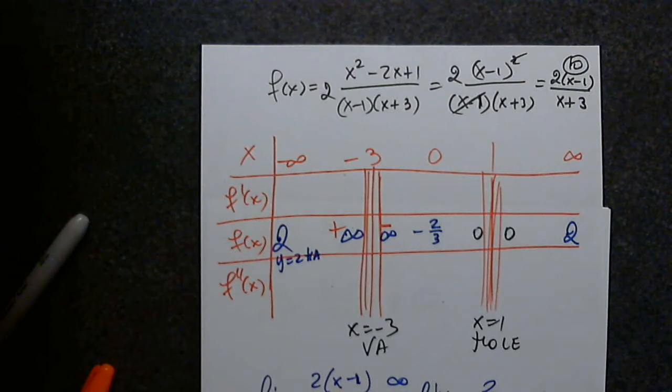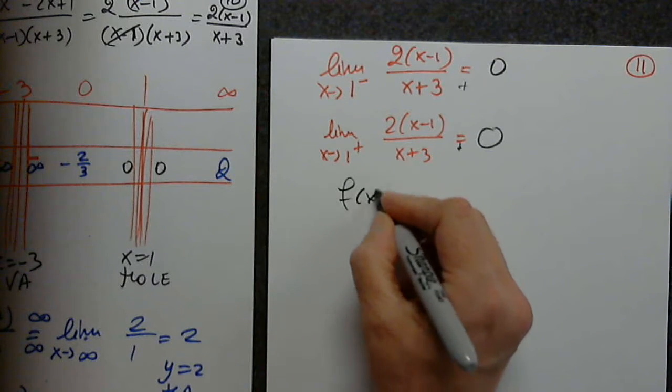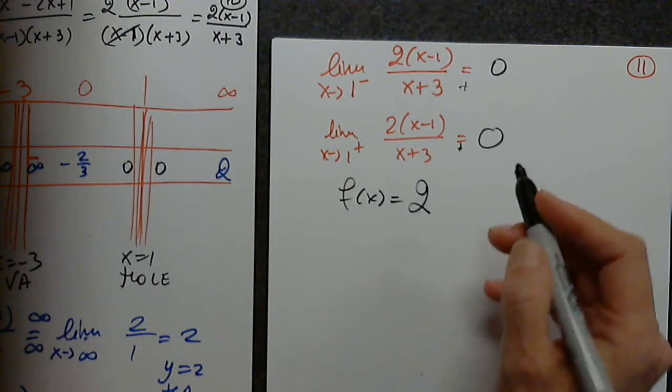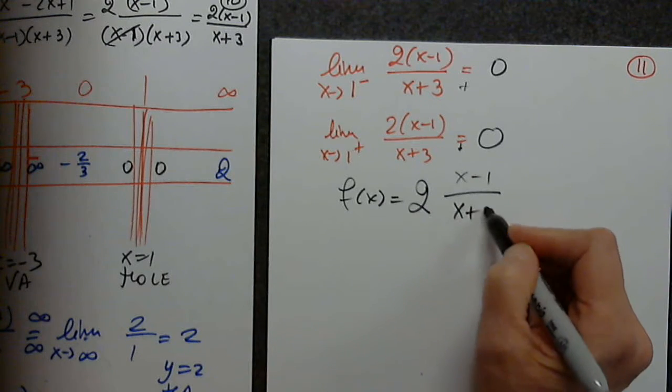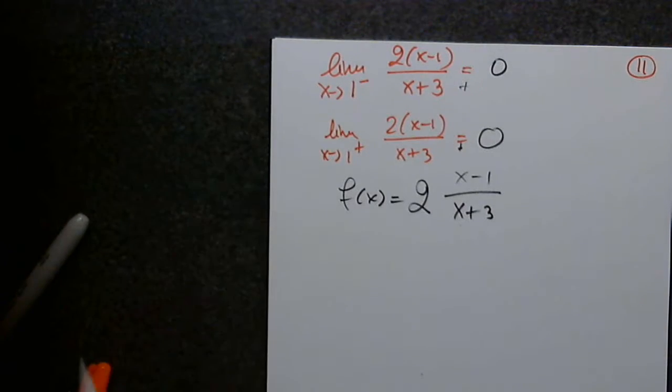F prime. That's my next step. Very good. So let's find f prime. So one more time, f of x is 2. Do not bother with that. It's a number outside. You can wait. It's a factor. We don't care about it.